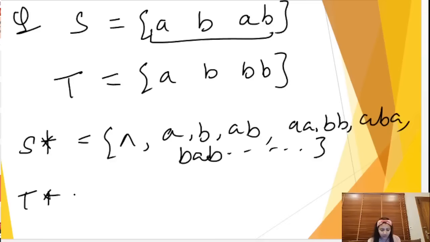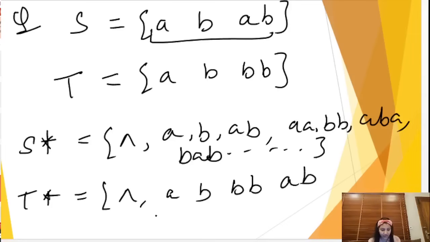Similarly, T star will consist of lambda, a, b, bb, and all the strings that can be formed from their concatenation, like ab, bbb, abb, and so on.